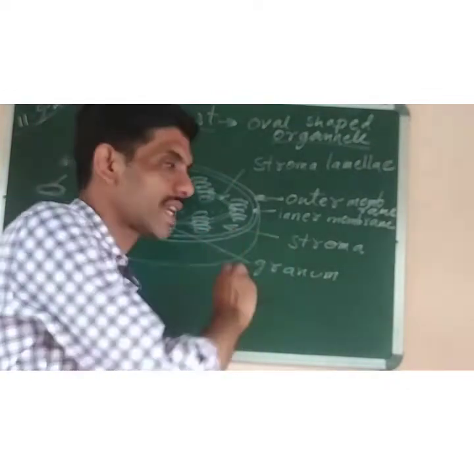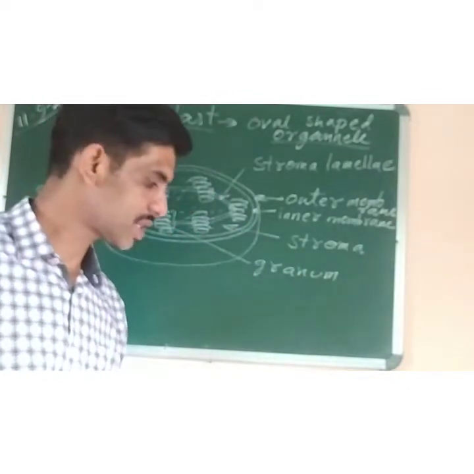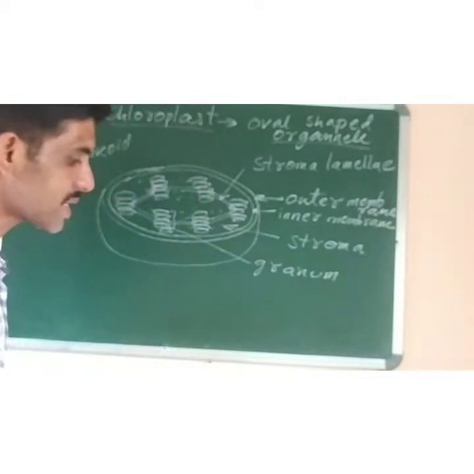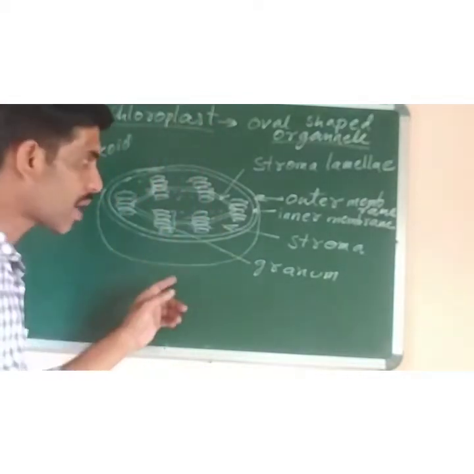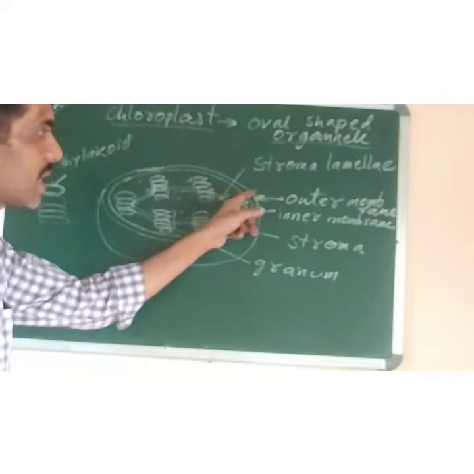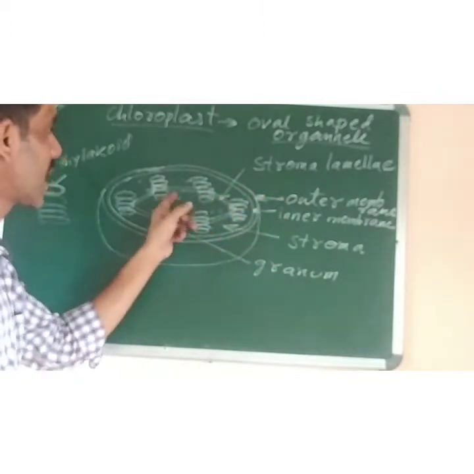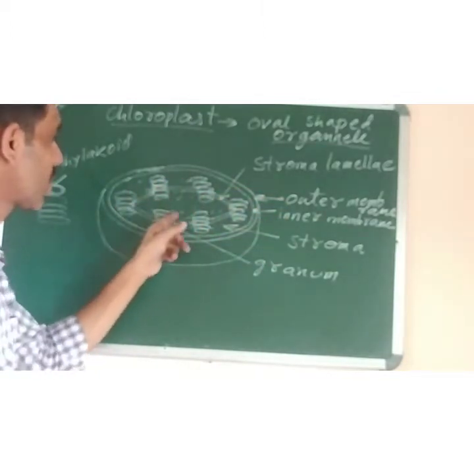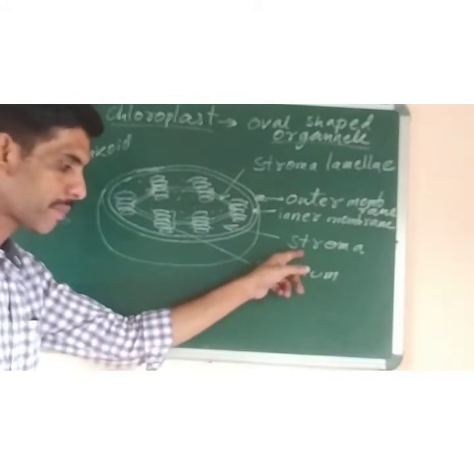Stroma, already I said, what is stroma? The ground substance is called stroma. So chloroplast has a double membrane that surrounds, you can see 2 membranes are there, outer membrane, inner membrane. That surrounds the ground substance which is called stroma. Okay? Or matrix.